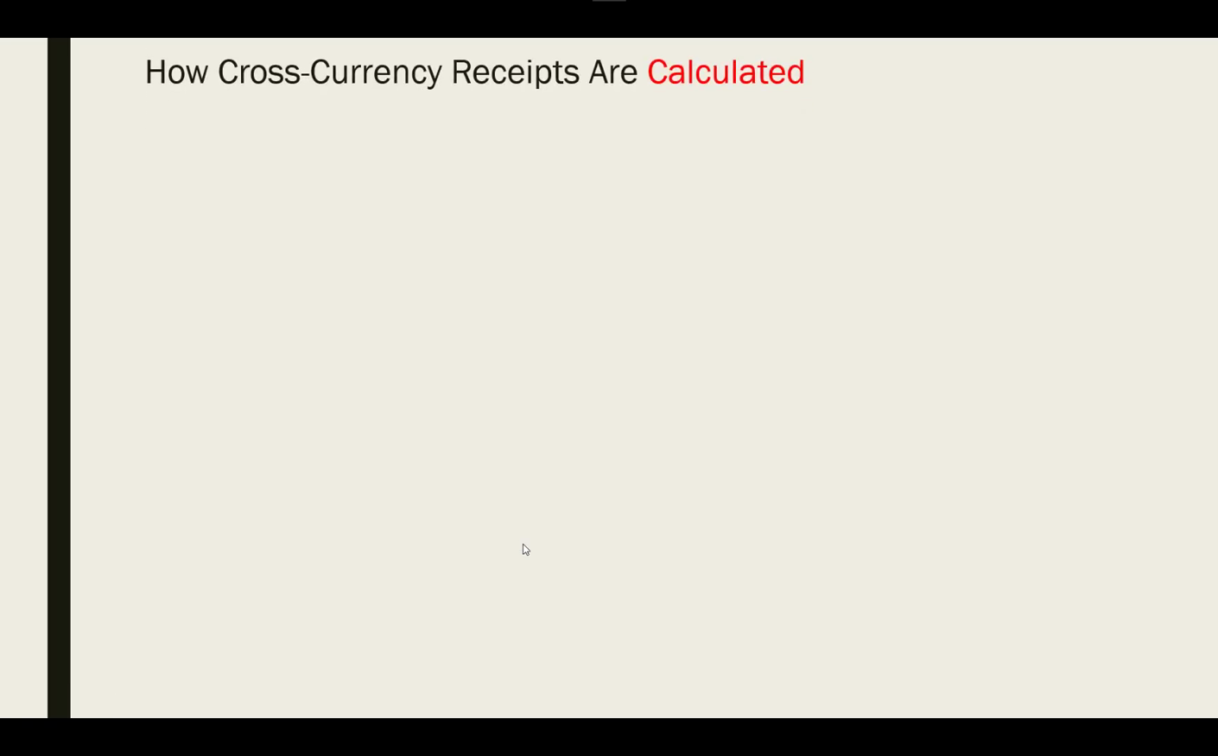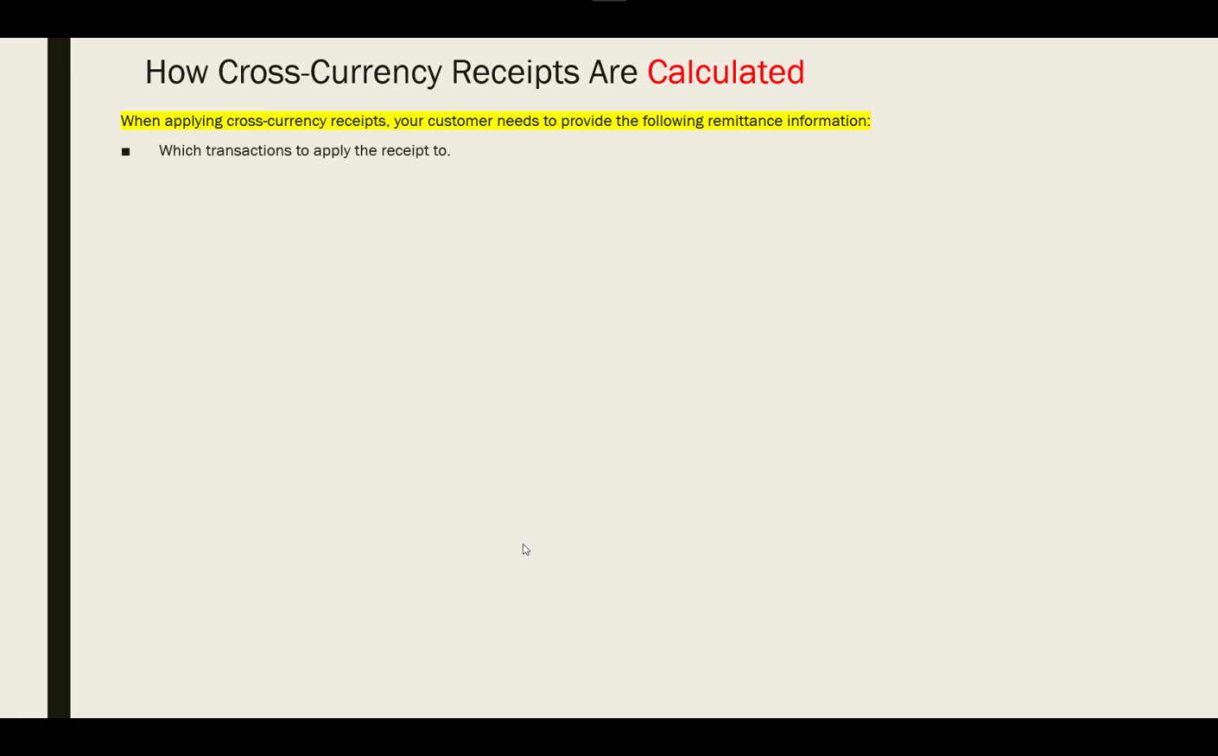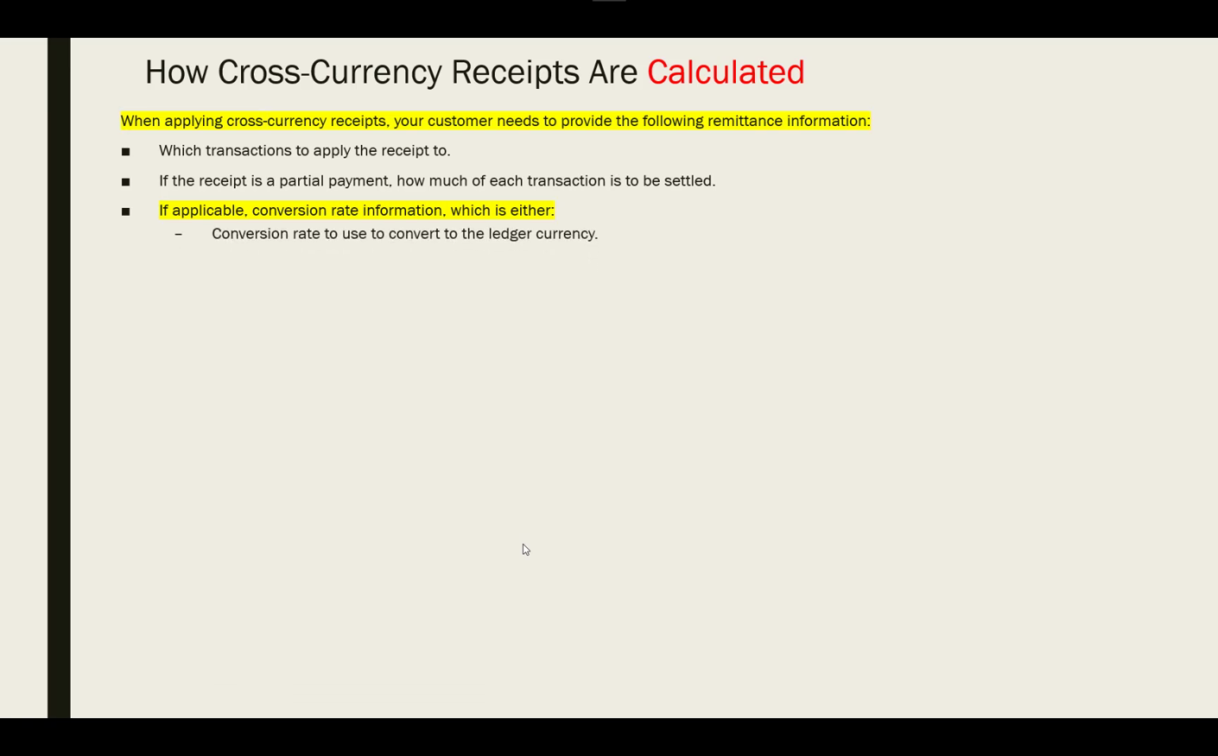How are cross-currency receipts calculated? When you apply a cross-currency receipt, your customers need to provide the remittance information, which transactions you are going to apply this receipt to. If the receipt is a partial payment, how much of the transaction is to be settled. If applicable, conversion rate information, which is the conversion rate to use to convert to ledger currency.